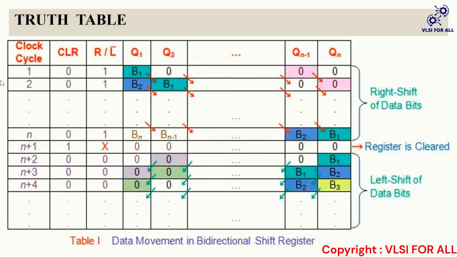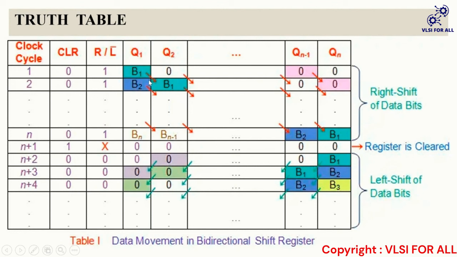So coming to the truth table, an n-bit bidirectional shift register requires a number of clock cycles to perform n operations. So this is the main pin. Whenever this pin is high, it performs right shift. Whenever it goes low, it performs left shift. To clear the registers, we use this clear pin. Whenever the clear pin is high, it will clear all the registers.